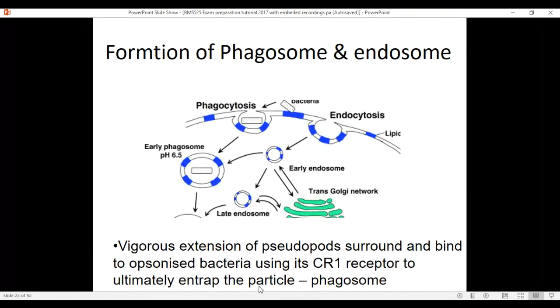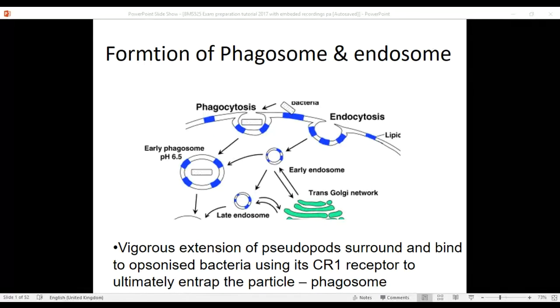So once it's attached to the pathogen, yeah, absolutely. Two ways to do it. Obviously, from an innate point of view, it's going to be C3b, C4b. And from an adaptive immune response, it's going to be antibody. Does that make sense?